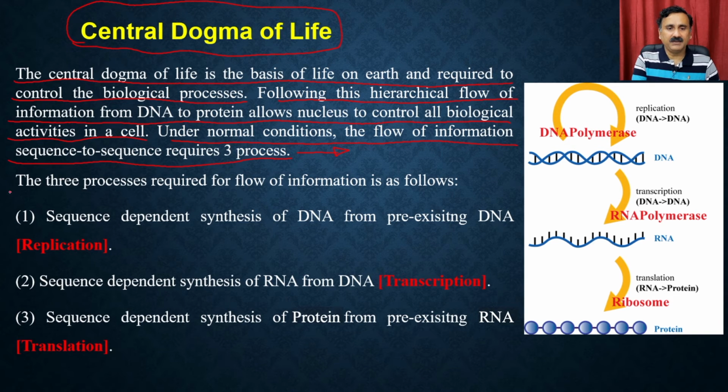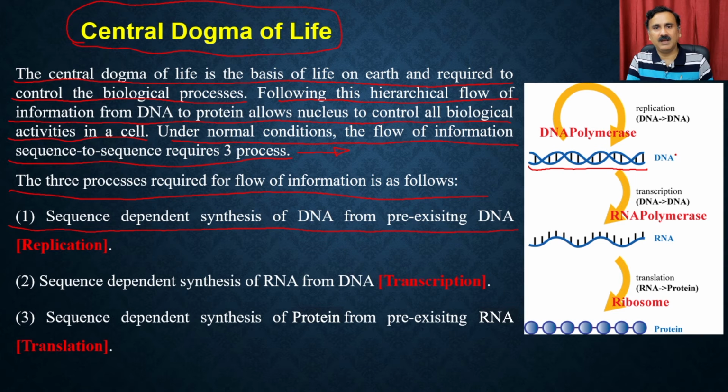The three processes required for the flow of information are as follows. You can have the sequence-dependent synthesis of DNA from pre-existing DNA. So you can have a DNA, and that DNA also has to be synthesized. Remember that when there is a duplication of the organism, the organism wants to go for division, right?